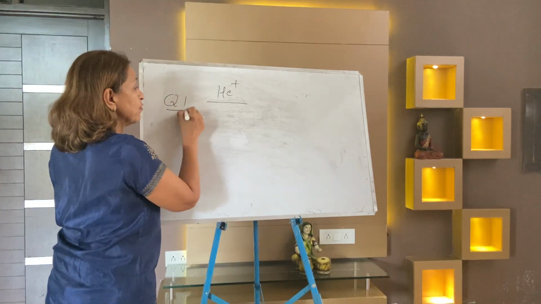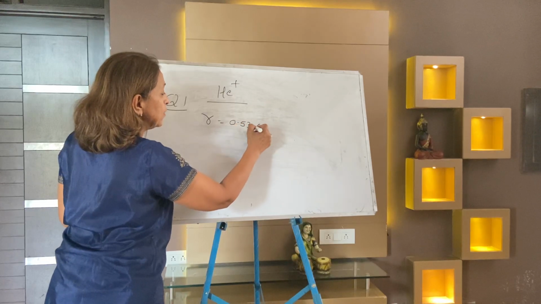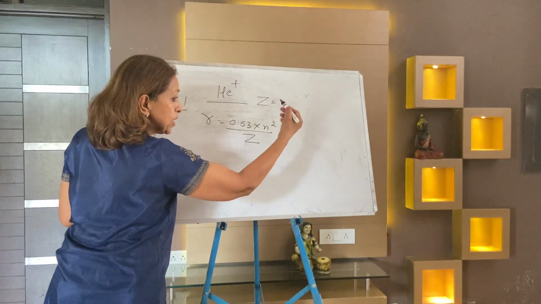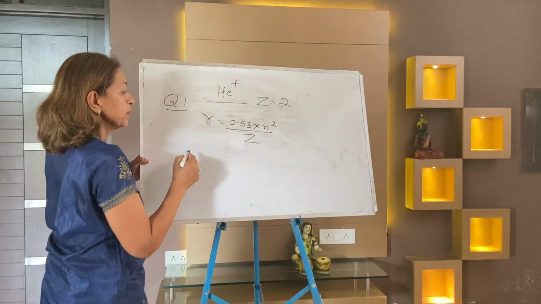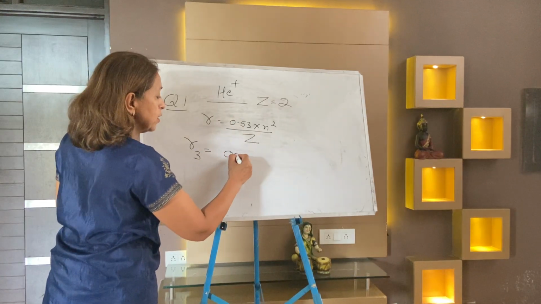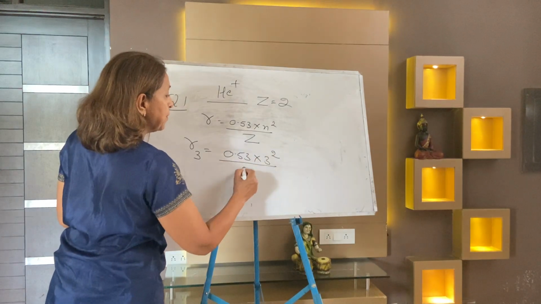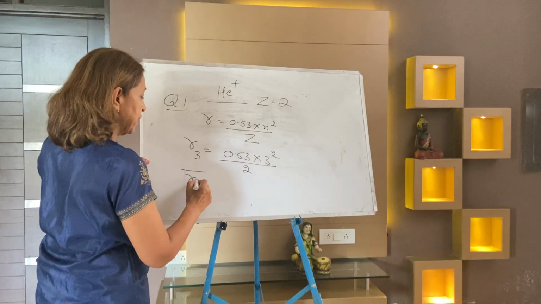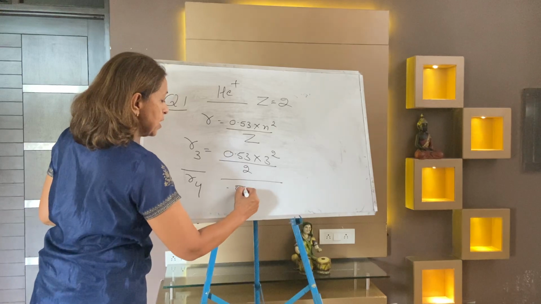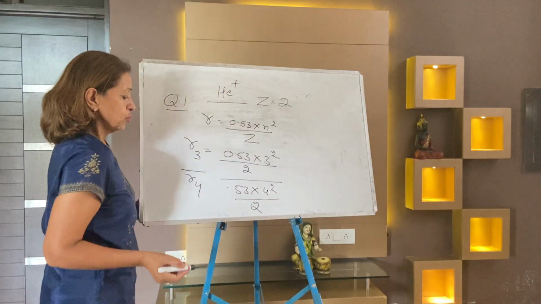Question number 1. Find the radius. You know what the radius is? Radius is equal to 0.529 n square by Z. Z is the atomic number, it is 2 for helium. So for the radius of the third orbit, you write 0.53 into 3 square divided by 2. Radius of the fourth orbit is again 0.53 multiplied by 4 square divided by 2. So this is the answer.